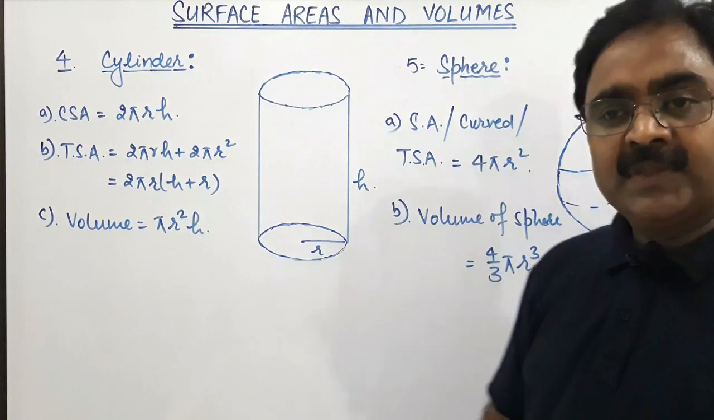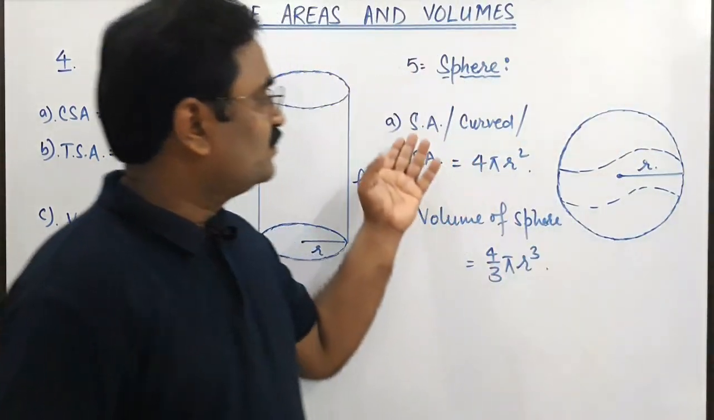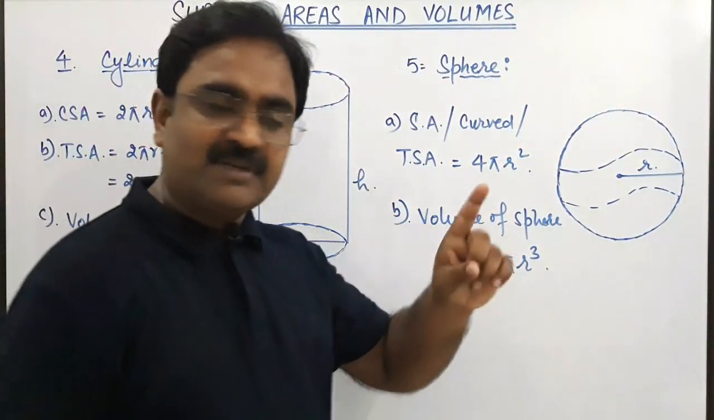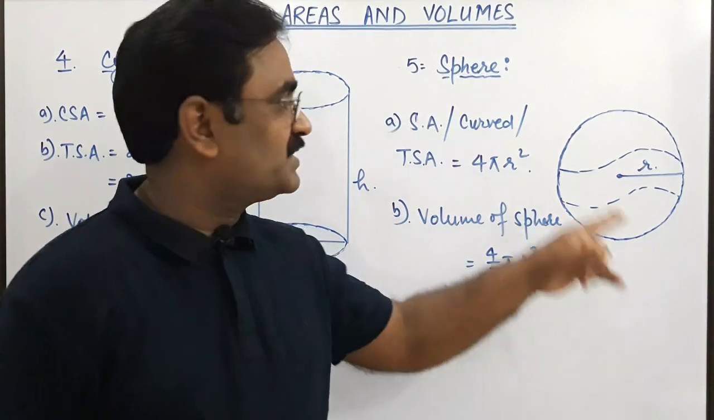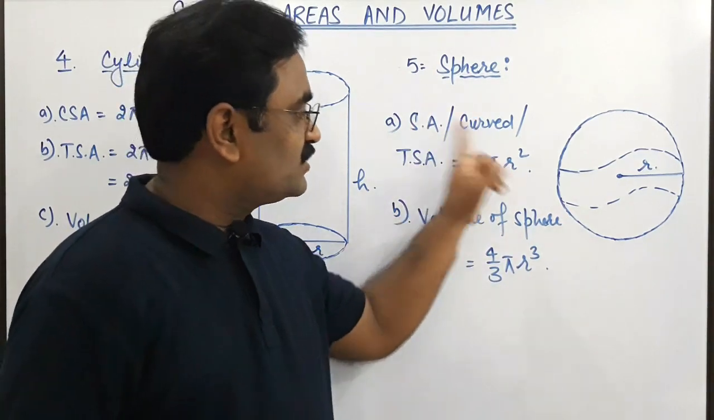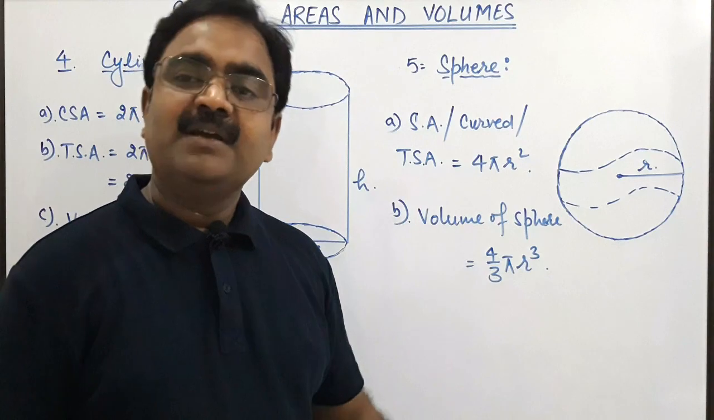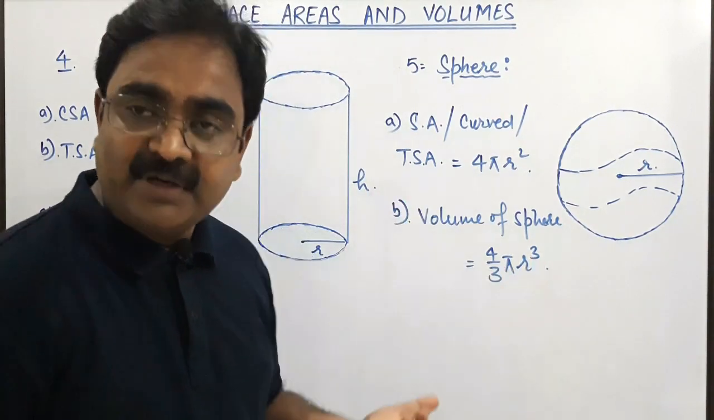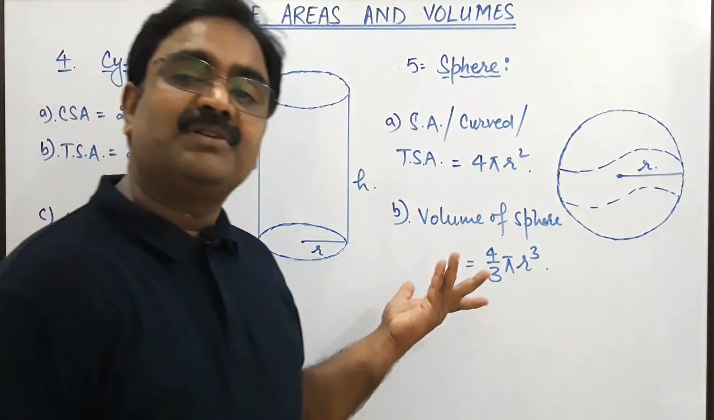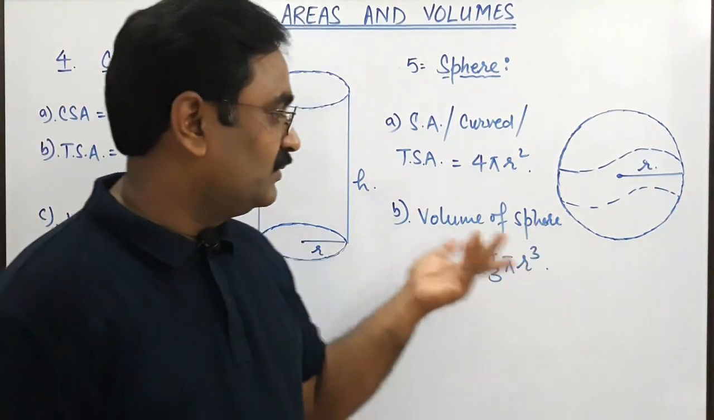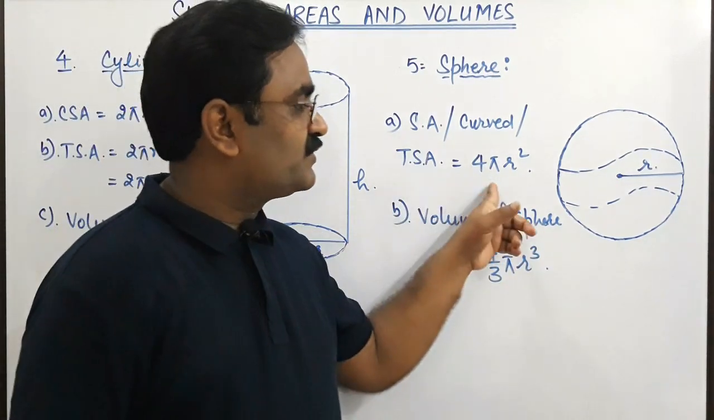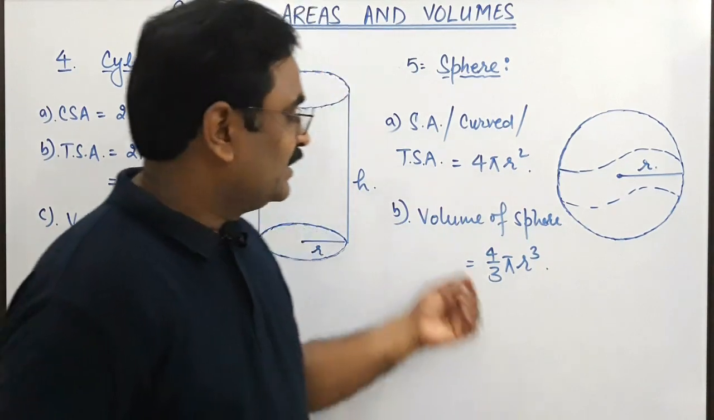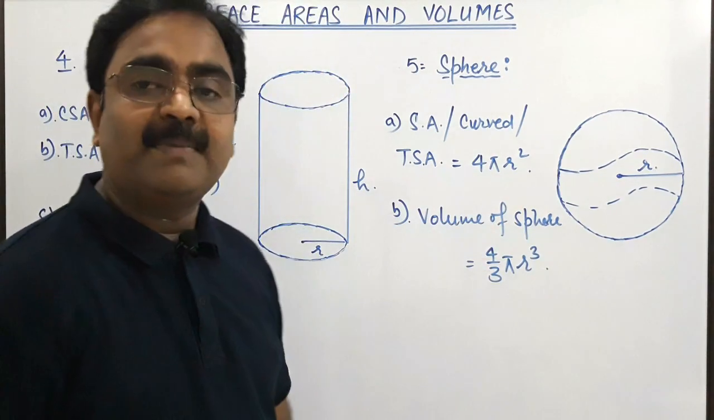Similarly, we come to the shape of the sphere. In the sphere there is only one surface. You can say this surface is surface area or curved surface area or total surface area. इसके सिर्फ एक ही surface होते हैं, आप उसको surface area ही बोलो, या फिर आप curved surface area बोलो, या फिर total surface area of sphere बोल सकते हो. So the surface area of sphere is 4 pi r square. Now the volume of sphere is 4/3 pi r cube.